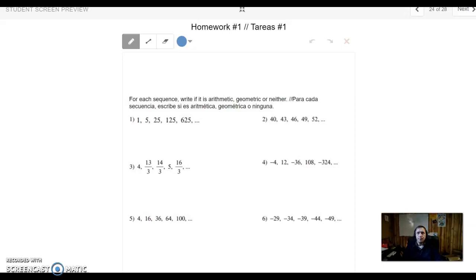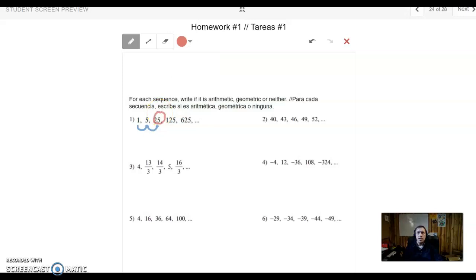Number one, we're going from 1 to 5, 5 to 25, 25 to 125. Can you see right away you can't add the same thing? If you can see that, awesome. If not, you can check another way. What if you can multiply 1 times something to get to 5, and then that same thing works all the way through? If not, this is another way to look for that common ratio or growth rate.